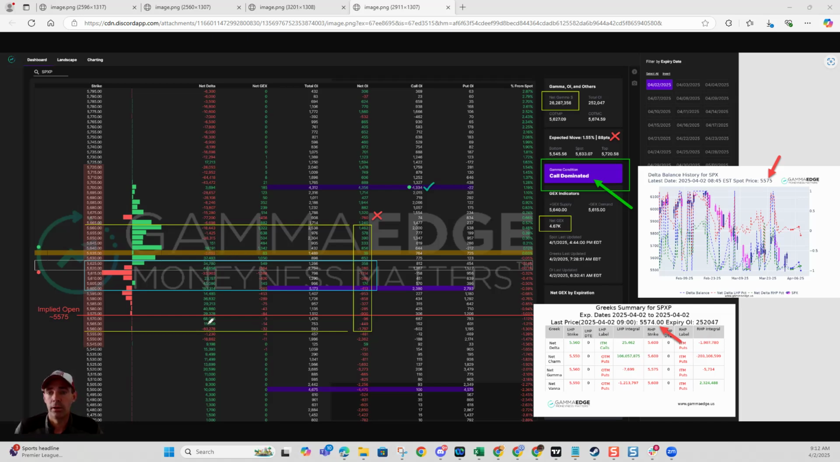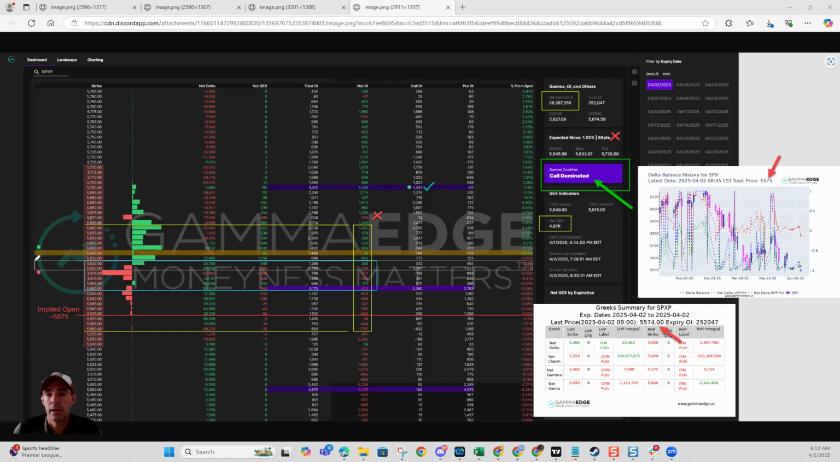Now, if we get implied open below that at 55.75, these calls are now forced out of the money, which can become a headwind overall and above. And then we have the in the money puts above us, which obviously are negative net delta, which will also provide a headwind above.